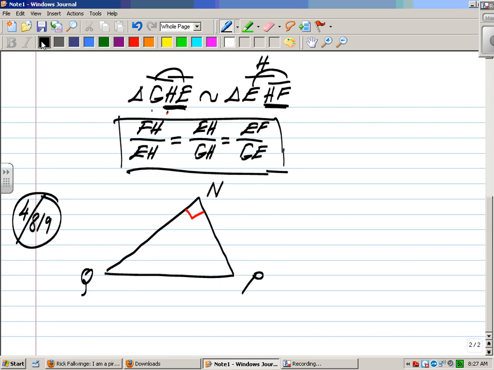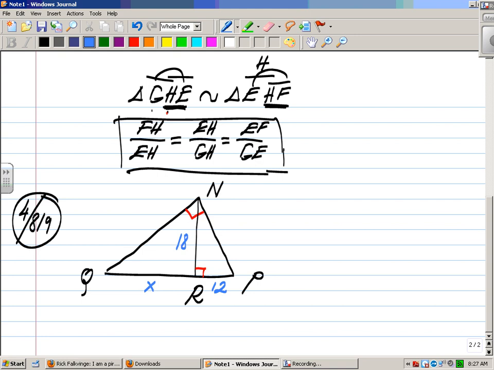I have the altitude from N. So this segment here, NR, it's perpendicular to QP. They're telling me the length of a few sides here. I know this NR is 18. I know RP is 12. And I have to find how big is QR, right? This is X.